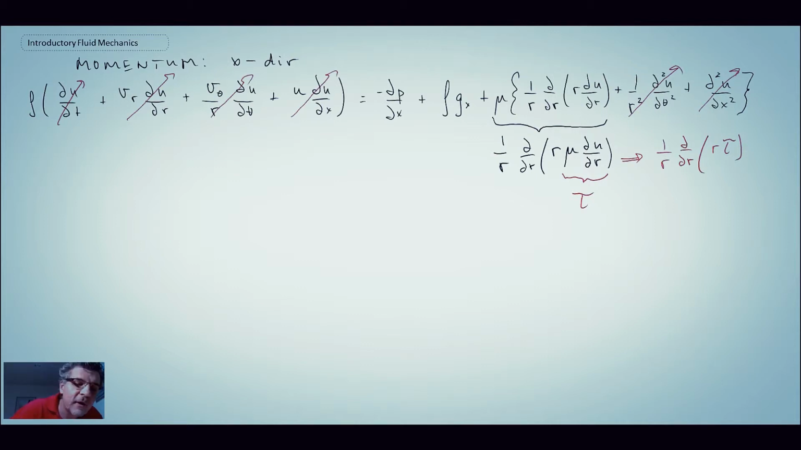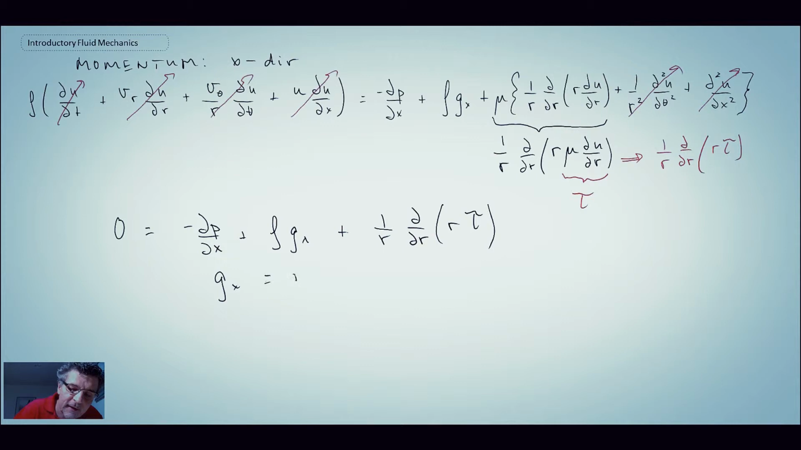So let's carry on and rewrite what we have for the momentum equation. So we have 0, so we get that. Another substitution we can make: g_x is equal to g sine phi.